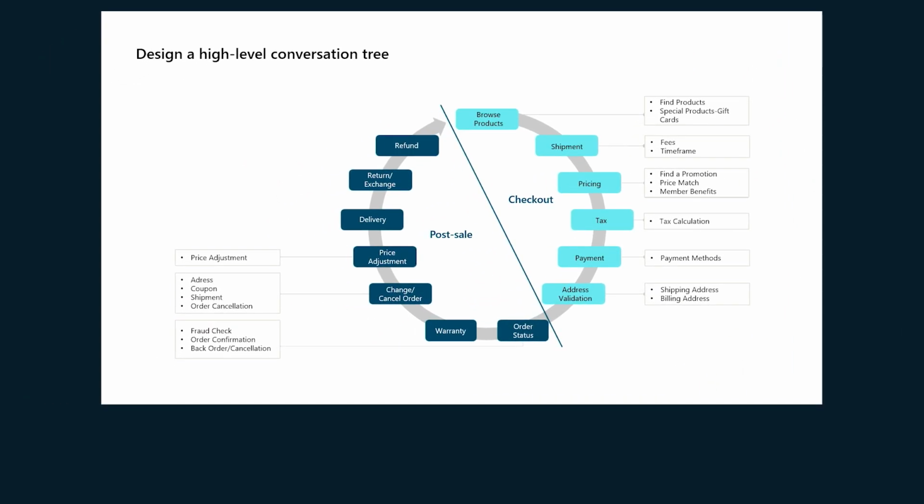For example, assisting a customer with changing or canceling their order would require data such as address details, shipment information, or coupon information. By mapping out these details, you can create a structured and comprehensive approach to handling various customer interactions, ensuring that each topic is well-defined and equipped to provide the necessary support.